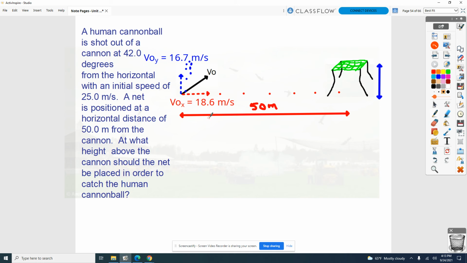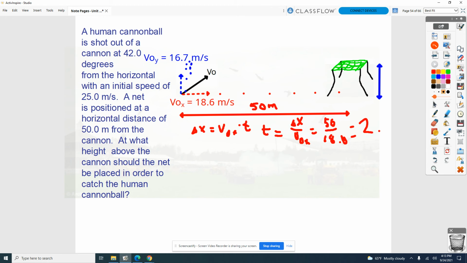Let's start with the red. Very simple motion in the red. There's no accelerated motion. So delta x is just v naught in the x times time. And I'm looking for that time here. So let's go ahead and take delta x over v naught x. And let's see, 50 meters divided by 18.6 meters per second. But we see that that's about 2.7 seconds.